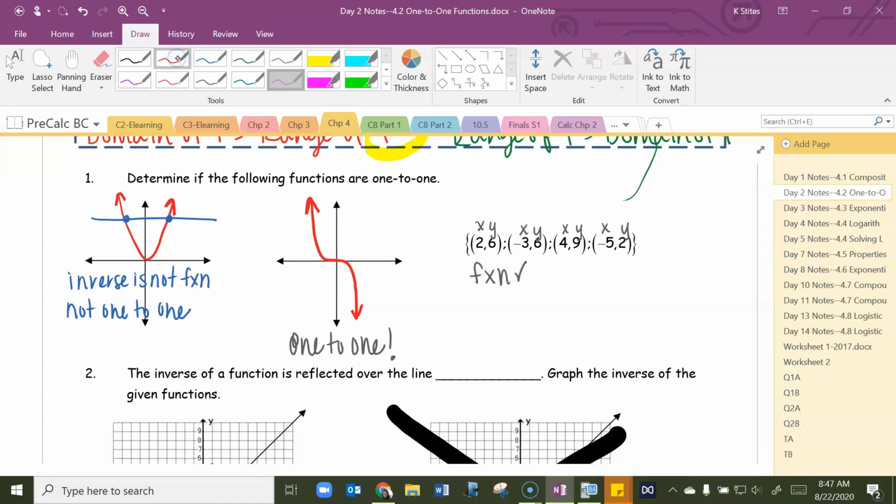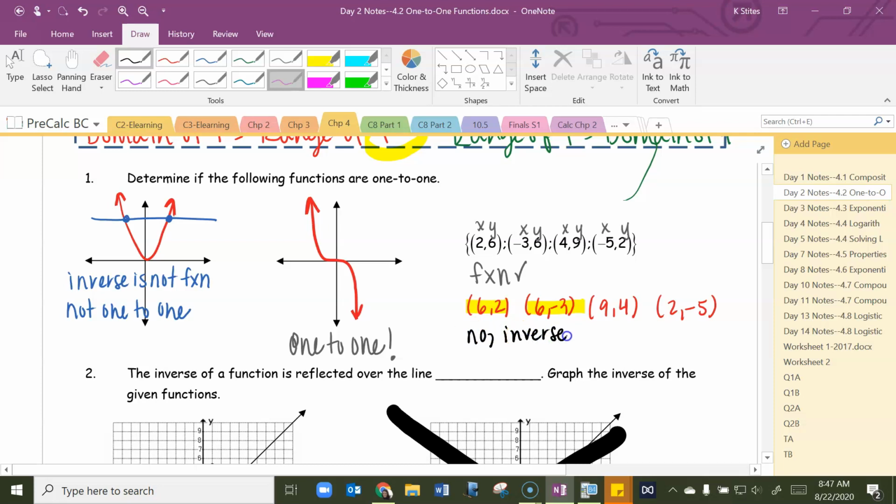But now let's look at the inverse. The inverse, if you remember, is when x's and y's are switched. So if we go ahead and write the inverse, which is just switching those x's and y's, now we'll see if this is a function, and we can see right here this is an issue because our 6 is going to two different outputs. So we're going to say no, the inverse is not a function, so this is not one-to-one.